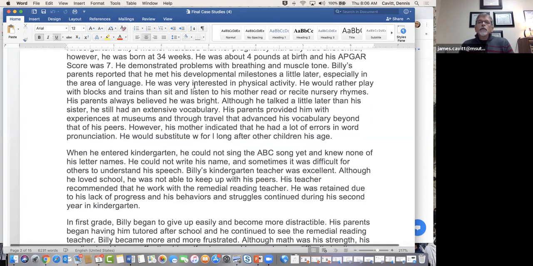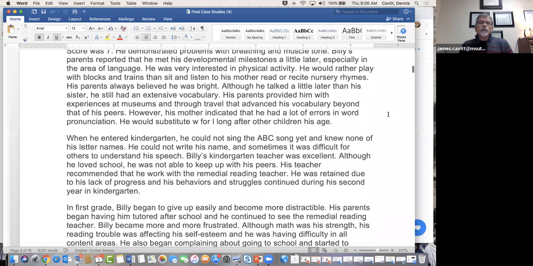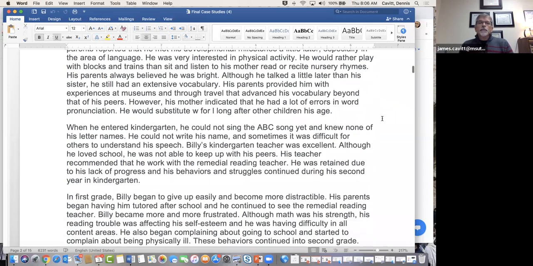He was very interested in physical activity. He would rather play with blocks and trains and make those kind of noises than sit and listen to his mother read or recite nursery rhymes. His parents always believed he was bright, although he talked a little later than his sister. He still had an extensive vocabulary. His parents provided him with experiences at museums and through travel that advanced his vocabulary beyond that of his peers.